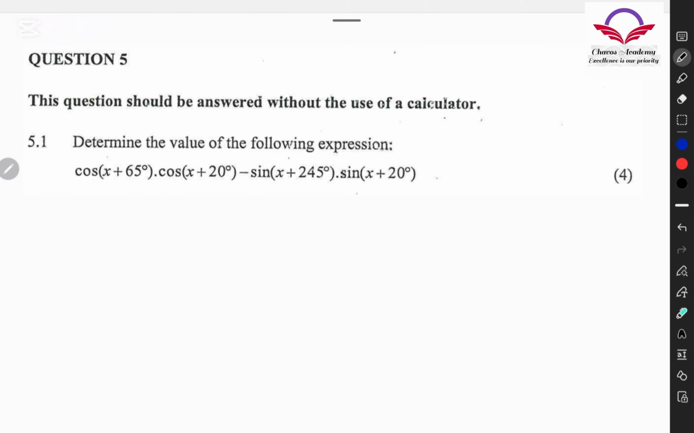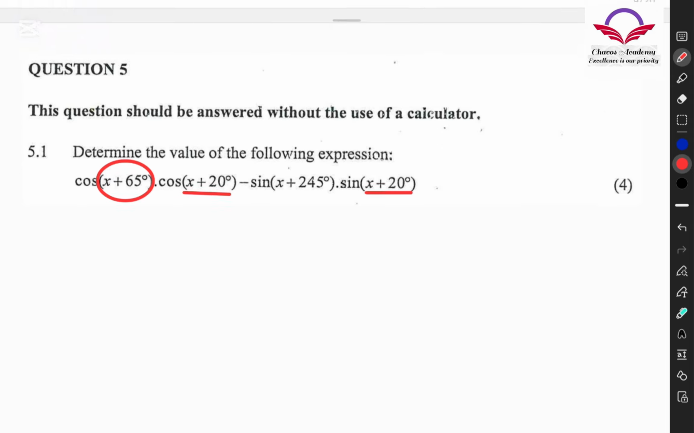Okay, we start here, 5.1. They say we should determine the value of the following expression, as we can see there. What we can figure out here is that we've got an expression with two terms, and you've got the same angle here, which is x plus 20, but having x plus 65.